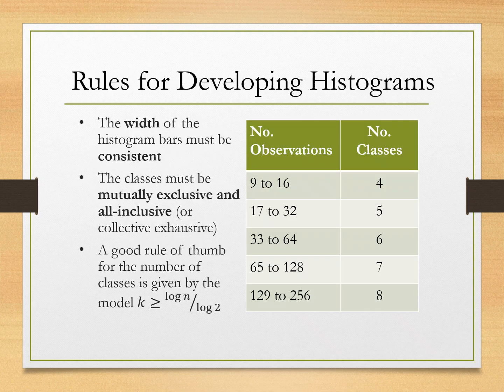There are several key rules for developing histograms. The first one is bar width must be consistent. Classes must be mutually exclusive with no overlaps and all-inclusive covering all data. And we can use the formula K should be greater or equal to log n divided by log 2. Here the n stands for the number of observations.